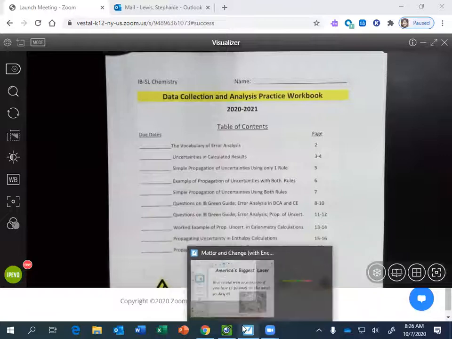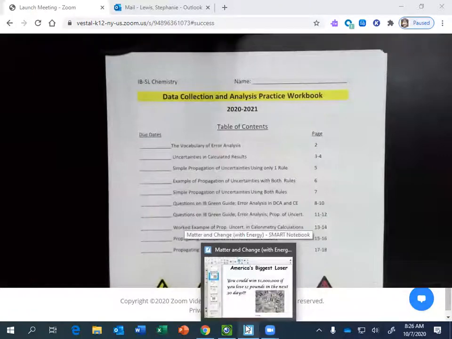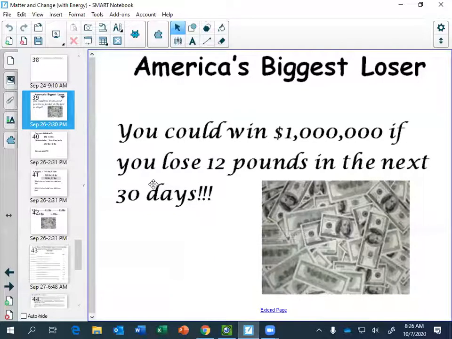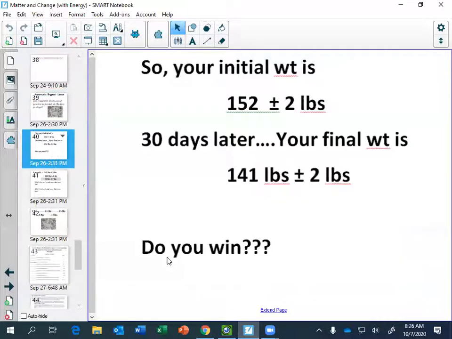So to start this lesson, we're going to tell a story of America's Biggest Loser. In this game show, you can win $1 million if you lose 12 pounds in the next 30 days. So we have a contestant who initially weighed 152 pounds, plus or minus 2 pounds, according to her scale, and 30 days later weighed 141 pounds, plus or minus 2 pounds. Does she win the $1 million?